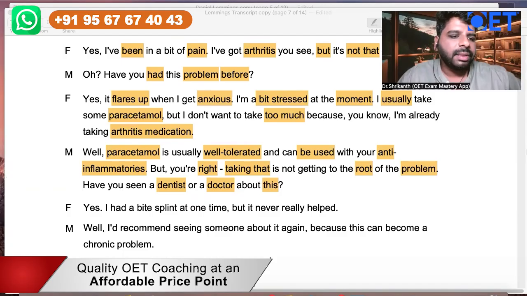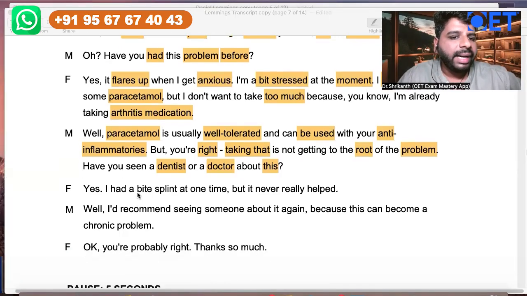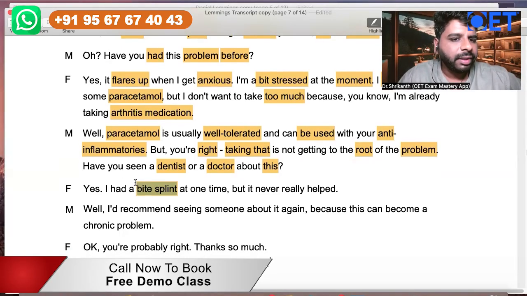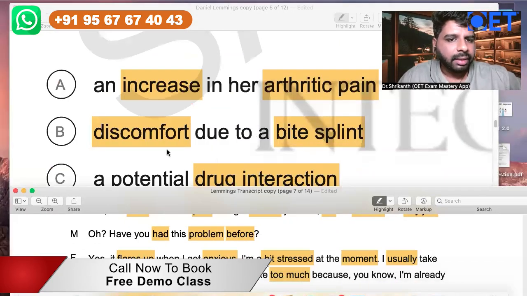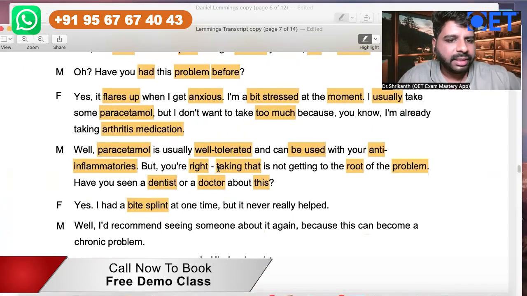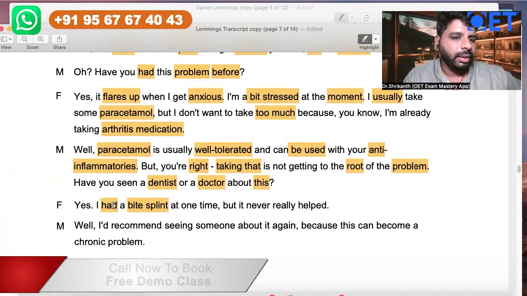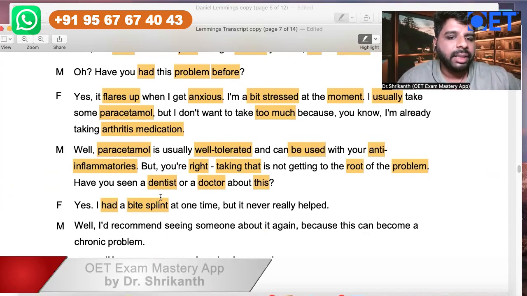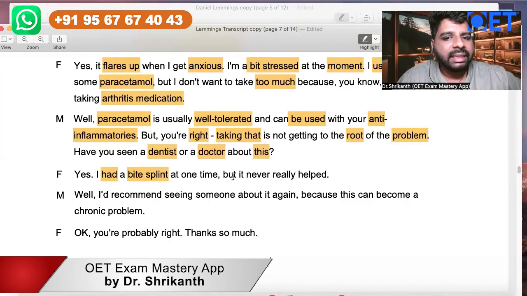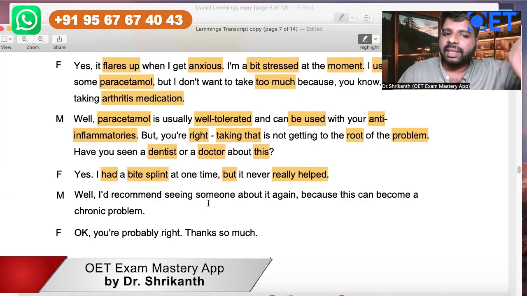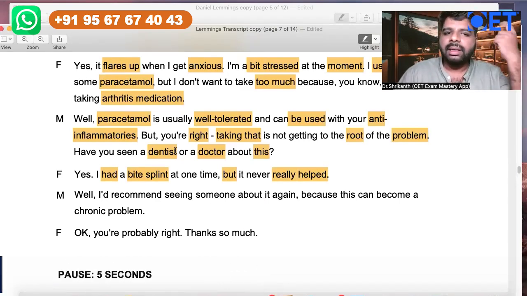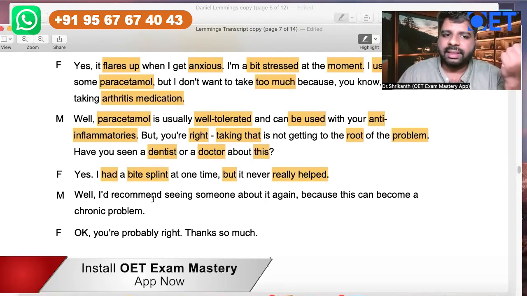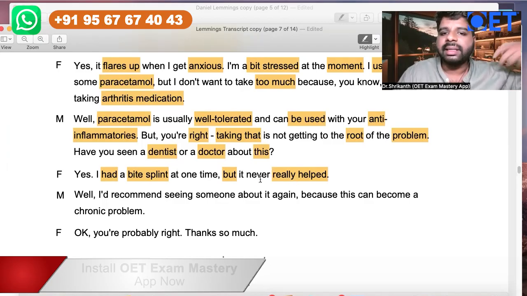Now the person is saying, yes, I have had a bite splint at one time. So where did we read this? In answer option B, right? Discomfort due to a bite splint. Now she is saying, I had, what is the tense over here? Past tense. I had a bite splint at one time, but it never really helped. She's not talking about present tense, she's talking about past tense. Have you gone to a dentist or a doctor? And you're saying, yes, I had a bite splint. So it may be a treatment of something, but here the tense is past tense.